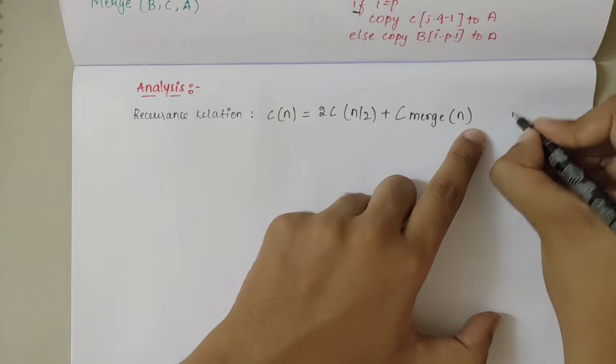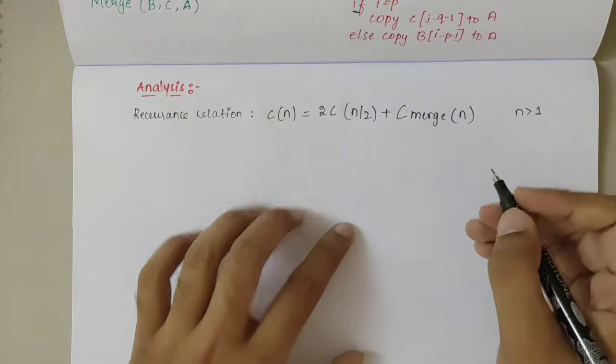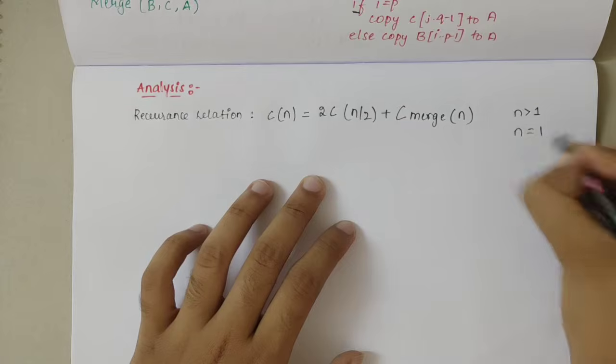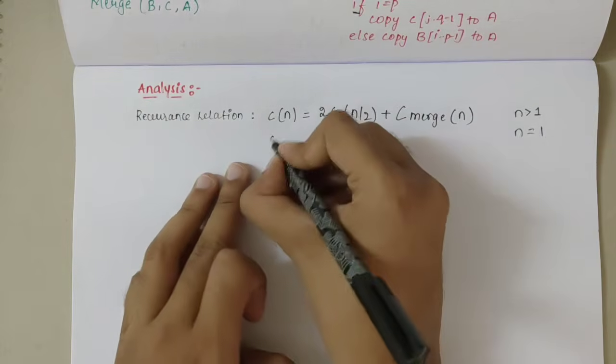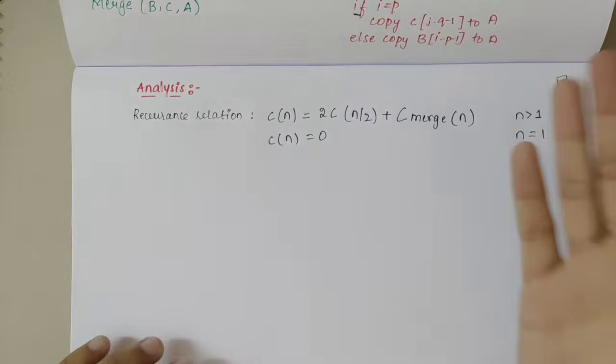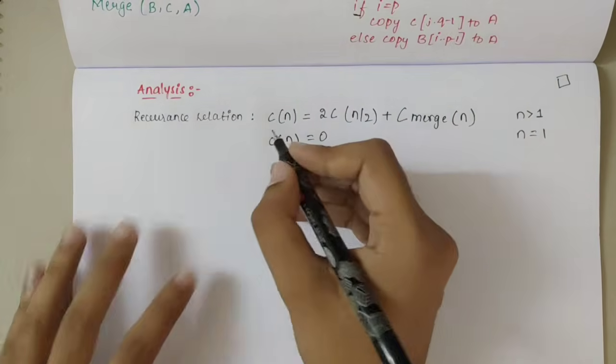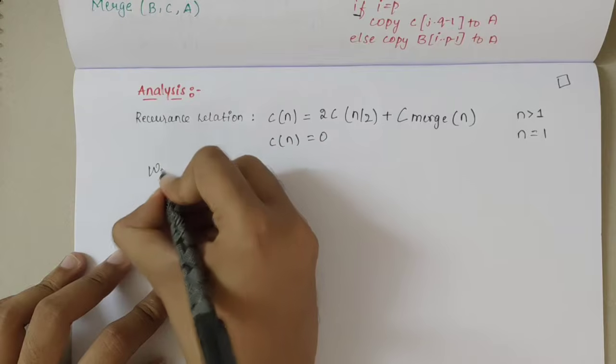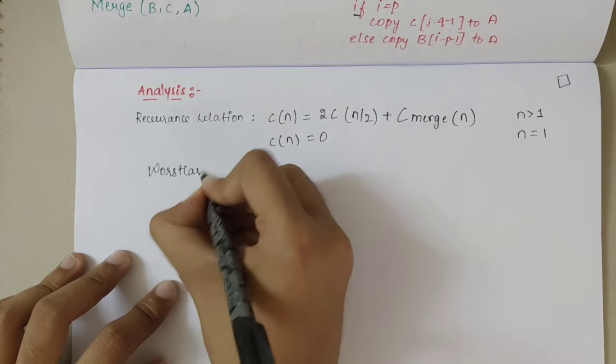This is only applicable when n value is greater than 1. So if n value is equal to 1, what will I do? If n value is equal to 1, C of n would directly be 0. Because if there's only one element, what will I sort? There's nothing to sort, right? So in this condition, we'll be writing the worst case scenario here.